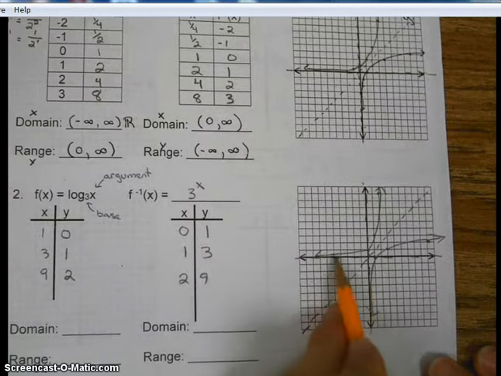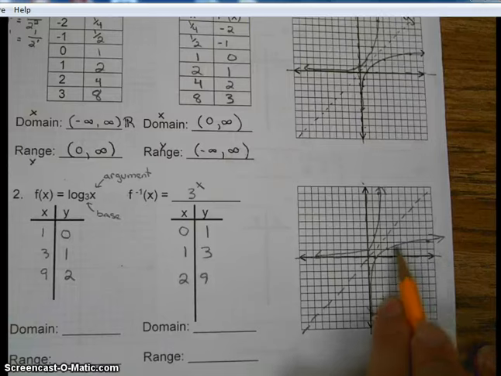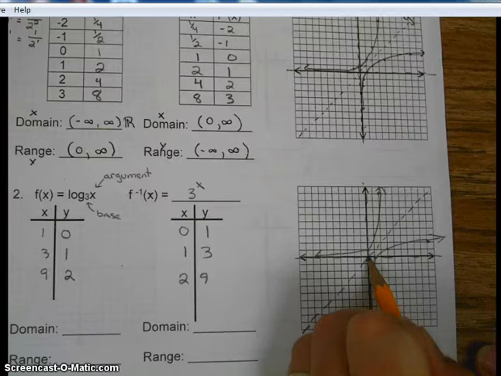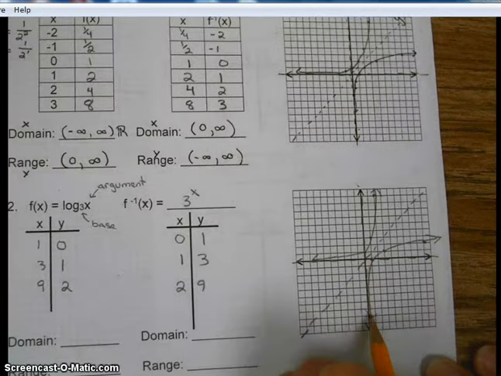Exponential, logarithmic. Now don't get this confused with square root, because the square root starts at 0, 0 for a parent and goes up and over. Notice this one goes down along a vertical asymptote.